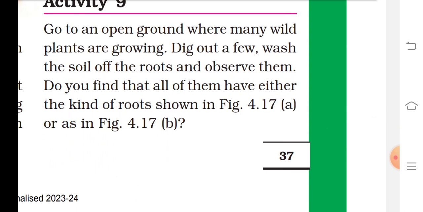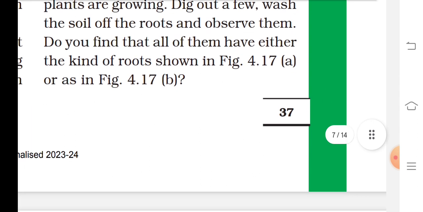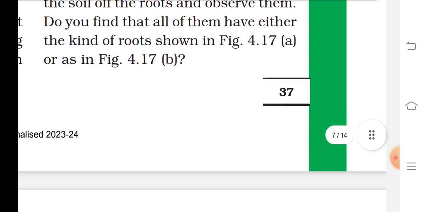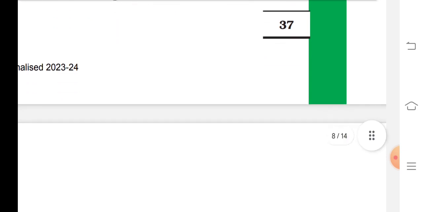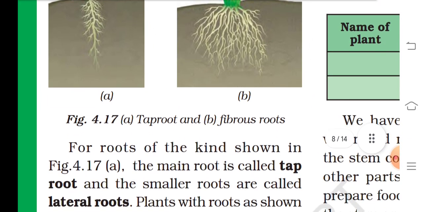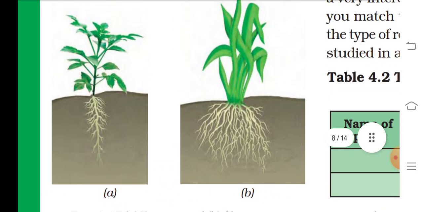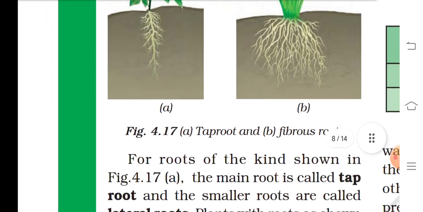Go to an open ground where many wild plants are growing. Dig out a few, wash the soil off the roots and observe them. Do you find that all of them have either the kind of roots shown in figure 4.17 or 4.20b? Taproot and fibrous root. Fibrous root: multiple roots originate.